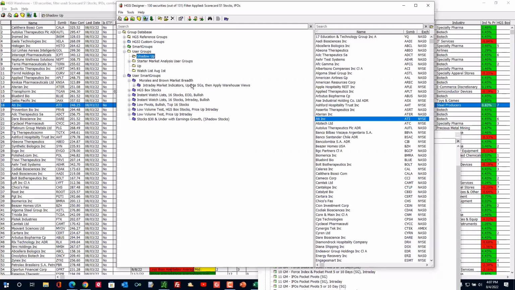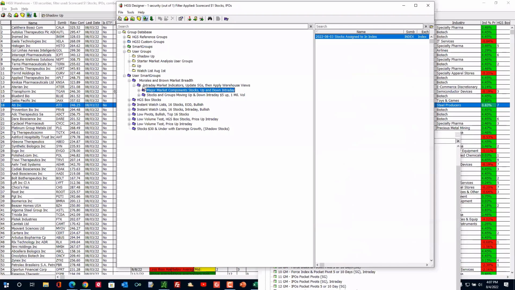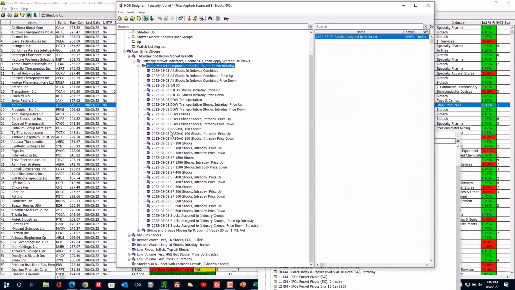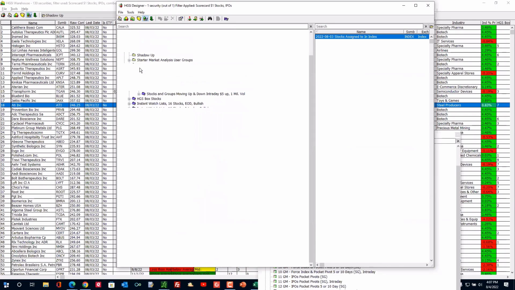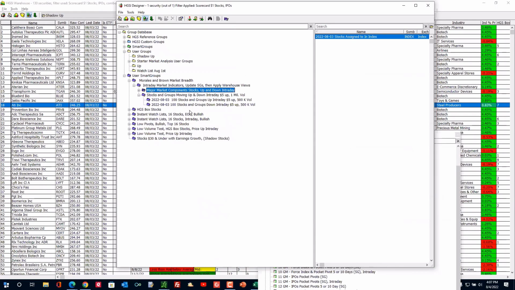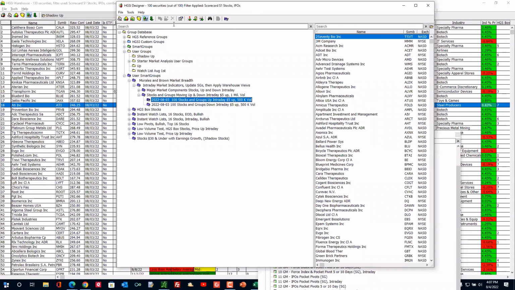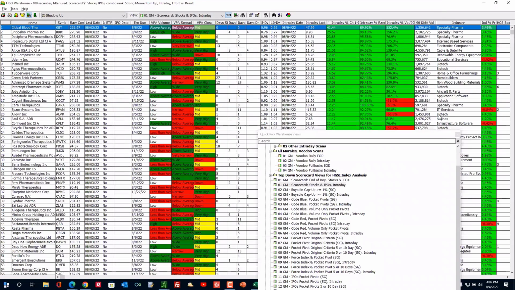Oh, I want to show you one more thing. I went over this briefly last time. These are the major market components. I'm not going to go over those again, but I do want to look at this stocks and groups moving up and down. 500,000 volume stocks that are up $5 and up. You just click through to this.